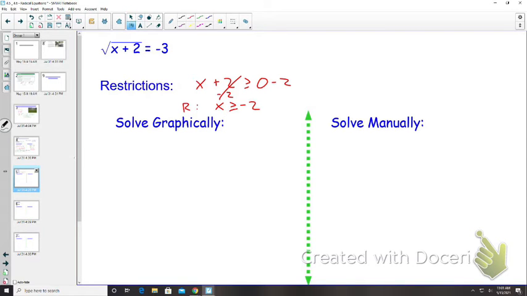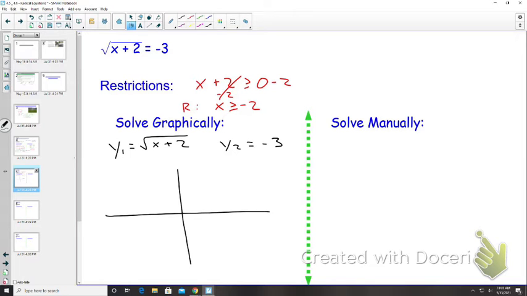And let's go ahead and graph this. So my y1 is going to be root x plus 2, and my y2 is going to be negative 3. Okay, so y1 will be in red. And what does this look like? It starts here and goes to the right. Okay, and my y2 is going to be in blue. That is negative 3, so it's going to go below the x-axis.